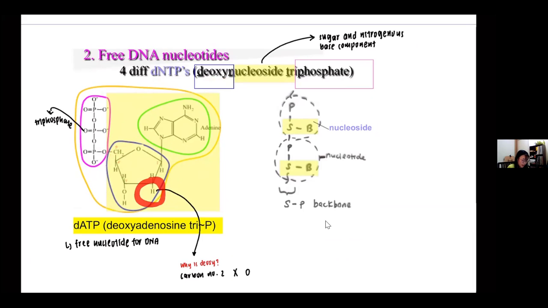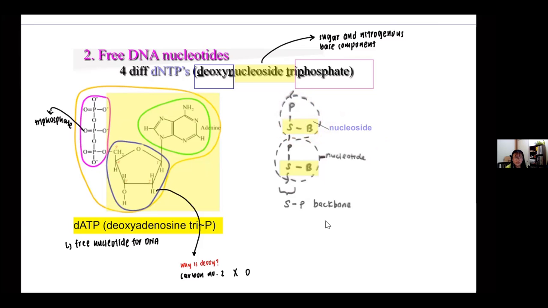The second carbon is only bonded with an H, so it is deoxy. So what is a nucleoside? A nucleoside is actually the sugar and nitrogenous base component. So here is one nucleotide. The nucleoside is the sugar and nitrogenous base. This is known as the nucleoside.